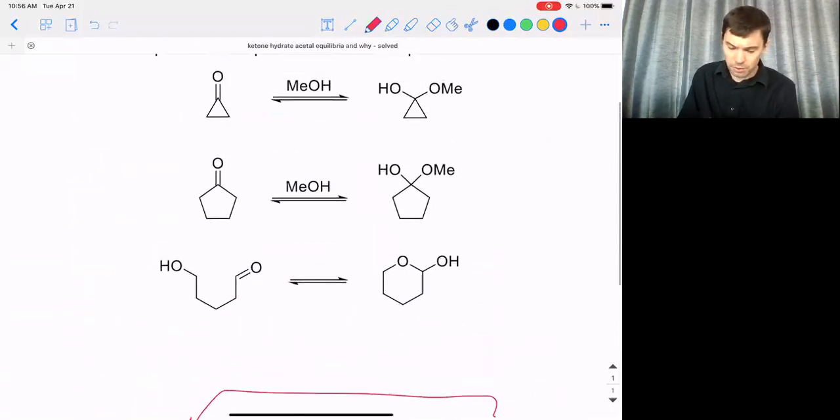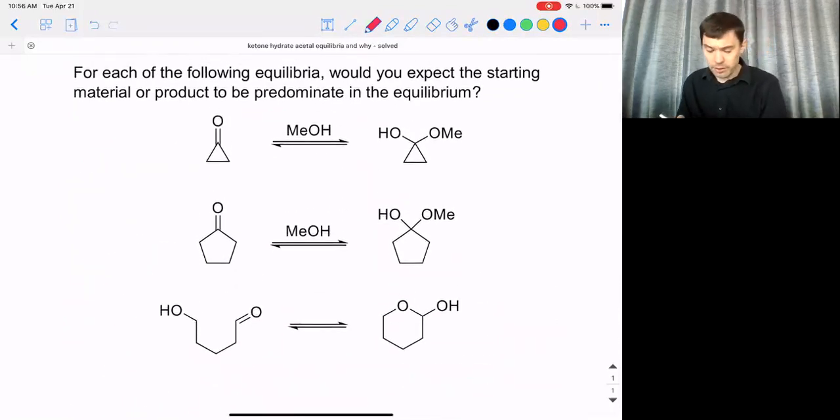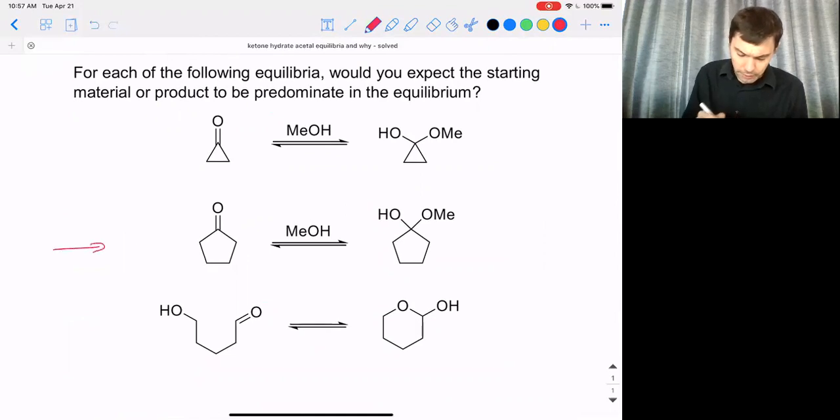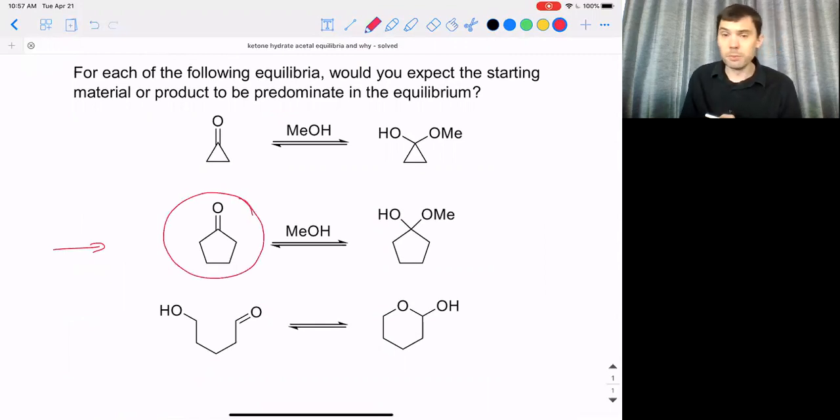So that brings us to this question, which is, there are 3 simple kind of ketones or aldehydes on one side, and then we have some other intermediate, in this case, they're all hemiacetals on the other side, and we might be expected to guess which half the equilibrium will be favored. Now, the easiest one should be the middle one here, and that's because for the simple cyclopentanone, the ketone absolutely should be favored in the equilibrium, assuming, again, that we don't have strongly dehydrating conditions that would drive it to the full acetal. But for your average ketone, you'd expect only a little bit of the hemiacetal at equilibrium.